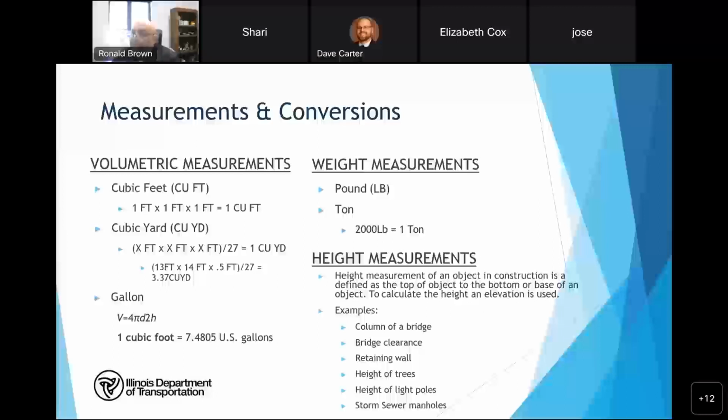Here we have some common measurements and conversions for volume as well as weight. I have height measurements listed here because it is common in some applications. For example, if you're calculating the column of a bridge or bridge clearance from the roadway surface to the bottom of the bridge, light poles, storm sewer manholes, you may need those height measurements depending on what your application is or your specific contract.